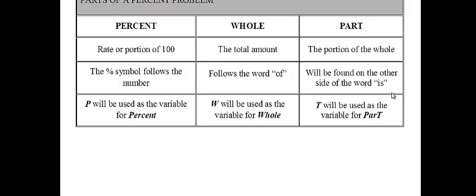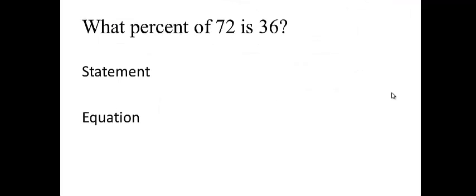The whole, in general, follows the word of, which we interpret as multiplication. And the part, found on the other side of the equation, is usually found on the other side of the word is. So in our statement, what percent of 72 is 36? We'll use those terms to translate this into an equation.